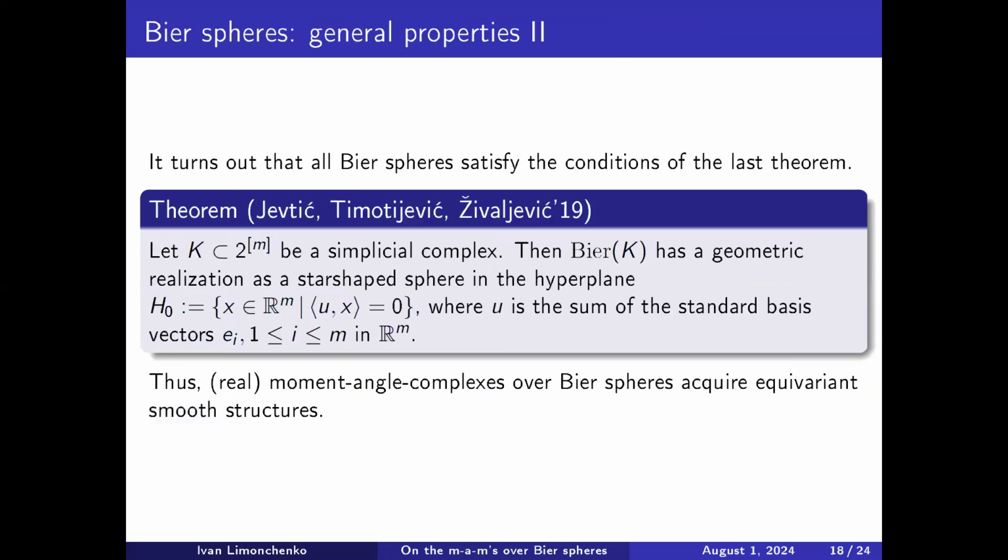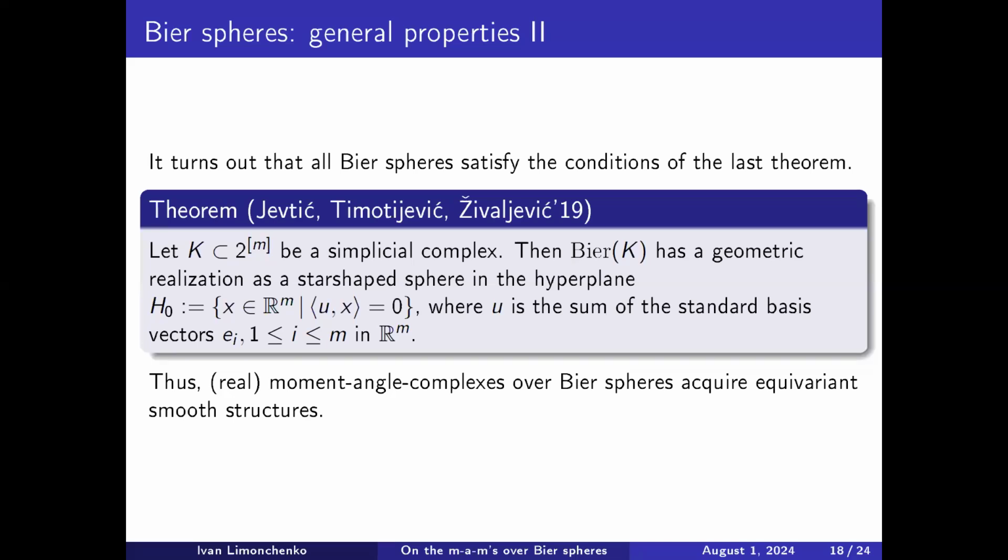Well, motivated by this, we considered this result by our Serbian colleagues, Jevtić, Timotijević, and Živaljević, who were interested in Bier spheres from the viewpoint of convex geometry and combinatorics, and they proved in 2019 that any Bier sphere Bier K has a realization as a star-shaped sphere. Their realization is in a certain sense a canonical one, and it lives in the hyperplane H_0 with a normal vector, just the sum of all standard basis vectors living in R^m.